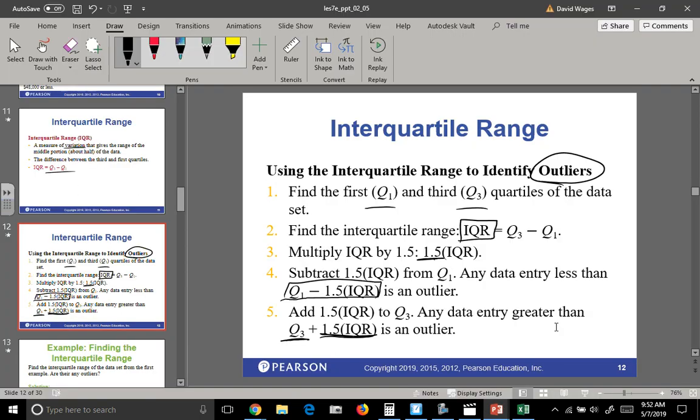So just to go back to review. For our purposes, we're going to consider an outlier anything that is more than 1.5 IQR above the third quartile or 1.5 IQR below the first quartile. Anything outside that region is going to be an exceptional value, so not normal, so an outlier.